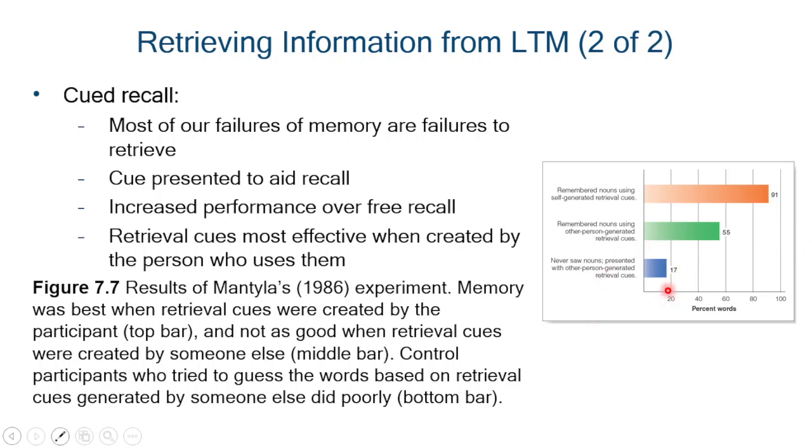And then, the 17%, what happened with them is that they never saw the nouns and they were presented with the other person-generated retrieval cues. So basically, Pinoy Henyo without really seeing ano yung words. So parang blind leading the blind. Diba? Binigyan ka, may words ka na dapat nahulaan. Tapos, yung magbibigay sa'yo ng retrieval cue, yun lang ang nakakita nung words na dapat mong hulaan. So, that's how Pinoy Henyo is.